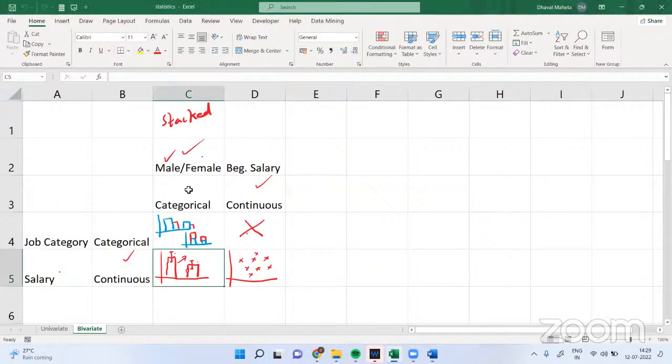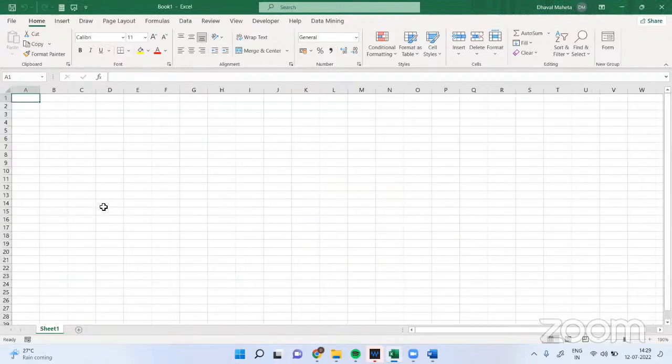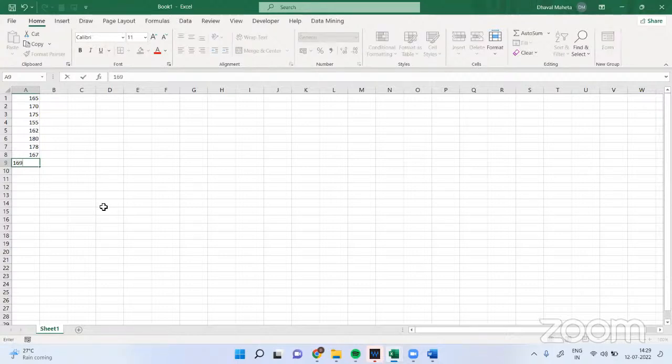See, say for example, you are recording the height of the students. So you have written down 160, 170, 175, 155. These are the heights of the students which you are recording. 162, 180, 178, 167, 169, and 170. Done. 10 students are there.